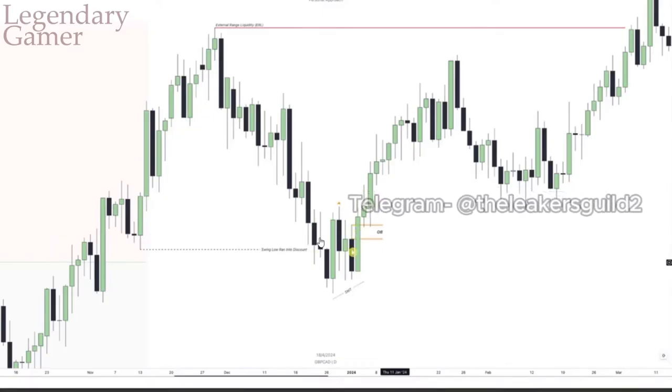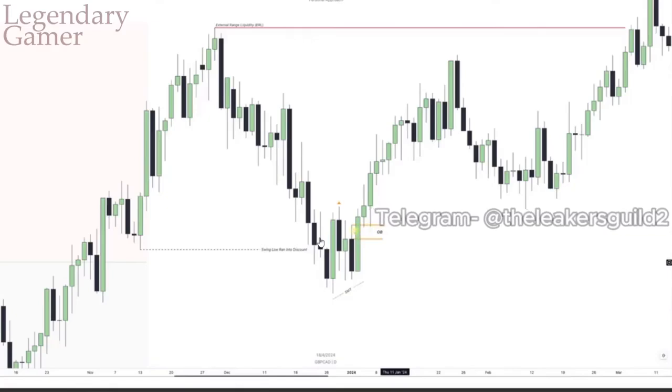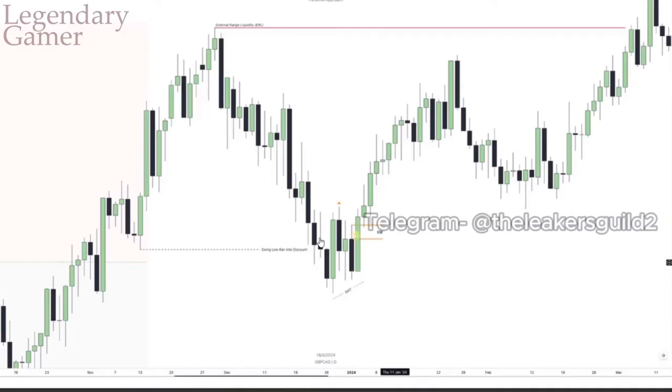And after we had that market structure shift, we've got a change in the state of delivery as well. We've got a bullish order block formed, and you can actually see once we break structure here, you can see price dips into that order block, right? The wick is also part of this order block, as well as the body, and we can see price dips back into that order block and continues its path up higher.